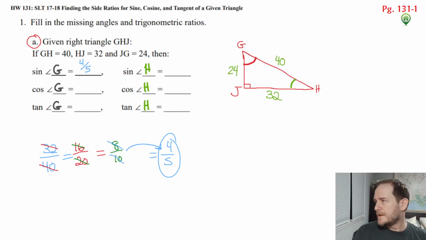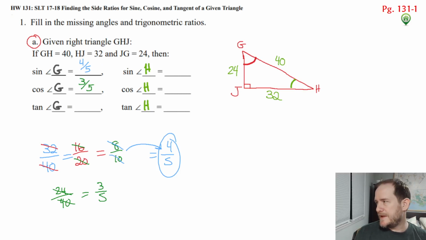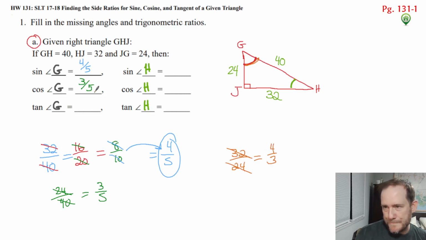Okay? So we'll do the same thing now for the cosine of G. It's going to be 24 over 40 this time because it's adjacent over hypotenuse. And these numbers are again divisible by 8, but this time giving 3 over 5. And then the tangent of G, if we're using G, then opposite over adjacent would be the 32 over 24, which are both divisible by 8, giving me 4 over 3.